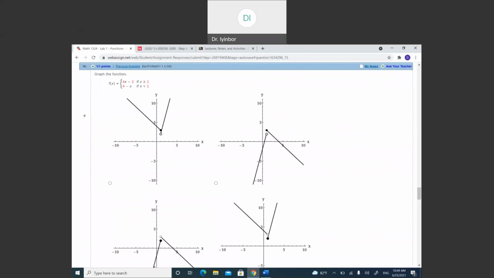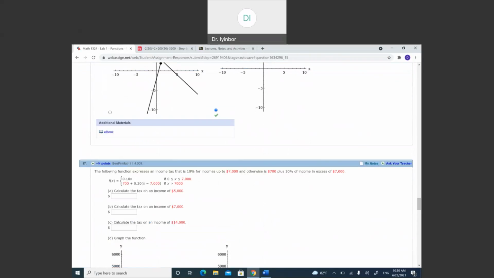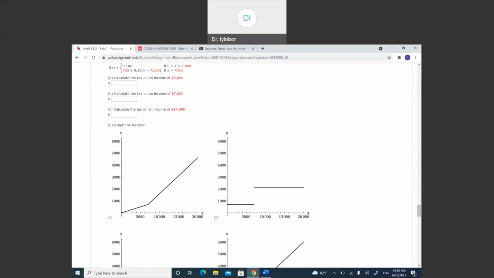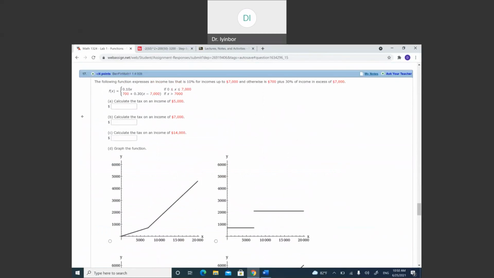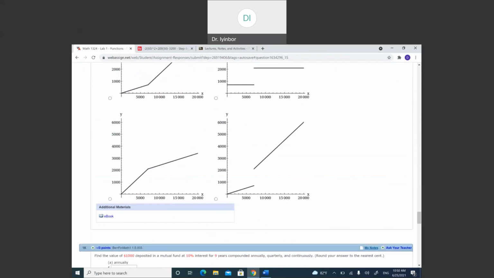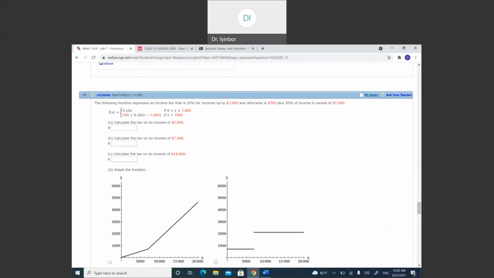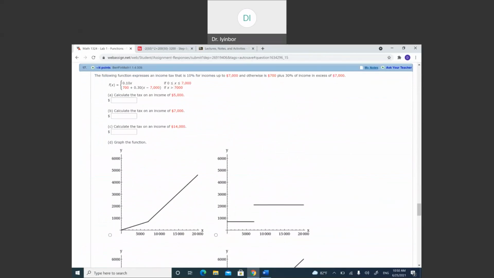So that was 16. We're going to go to the next one, which is 17. And 17 is another piecewise function where you have to calculate something, and then you have to pick the right graph, which we're going to do the same way. Okay? So how do you do that? First we have a piecewise function. We're going to evaluate it like a function. This function expresses the income tax for different incomes. So if the income is up to 7,000, and if it's above 7,000.